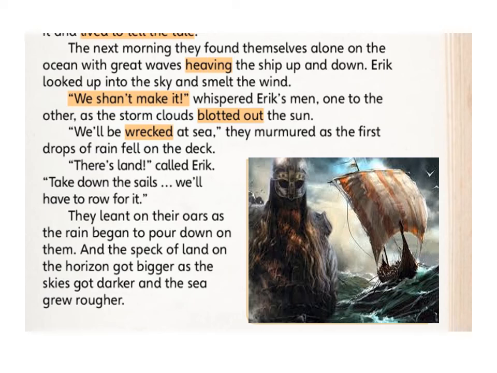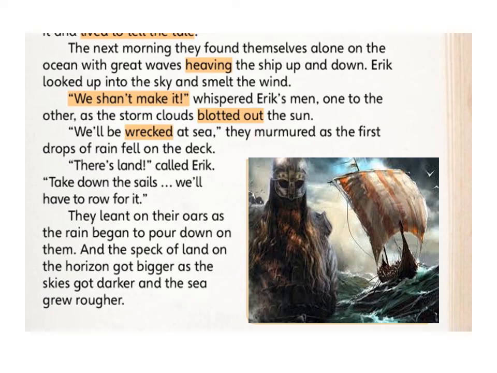"We shan't make it," whispered Erik's men, one to the other, as the storm clouds blotted out the sun. So what is blotted out? Who remembers? Wiped out the sun or covered the sun. "Will be wrecked at sea." As you can see, wrecked is also one of the unfamiliar words we talked about earlier. Wrecked means badly damaged. Their ship will be badly damaged or wrecked at sea. They murmured as the first drops of rain fell on the deck.